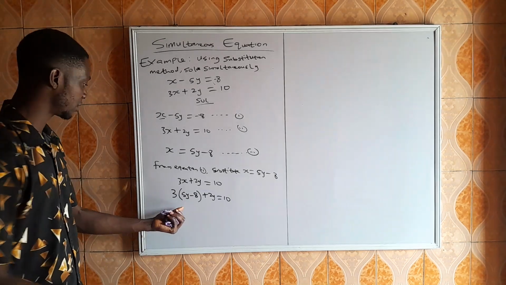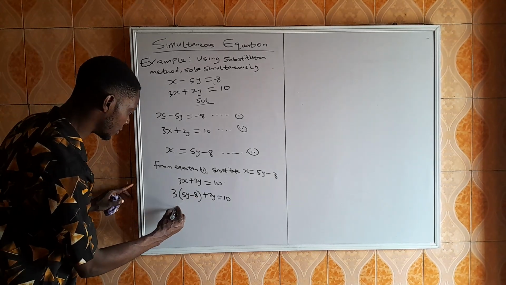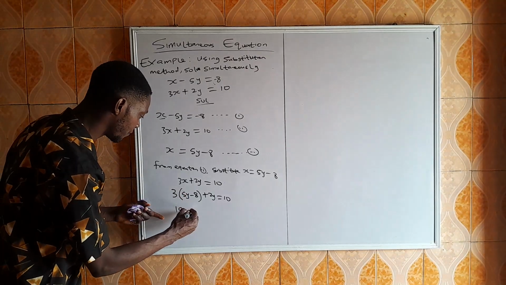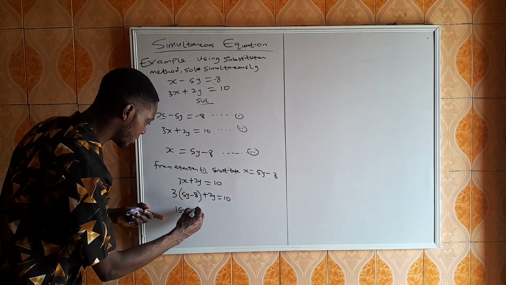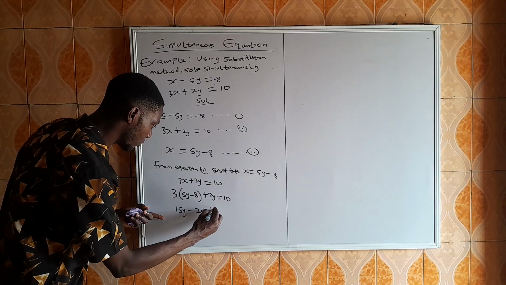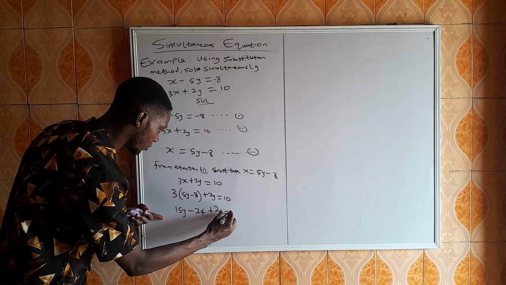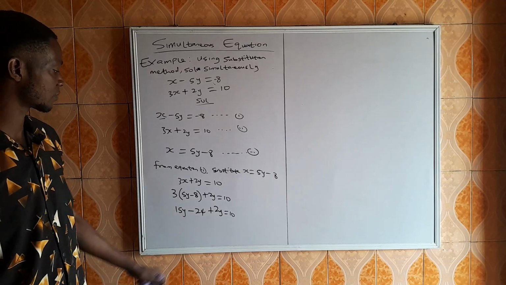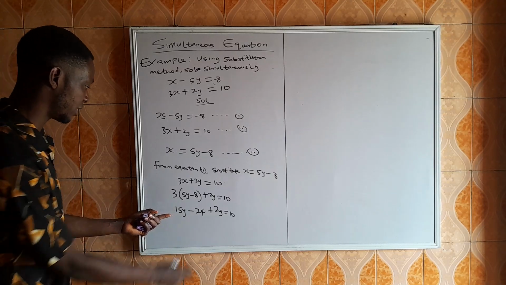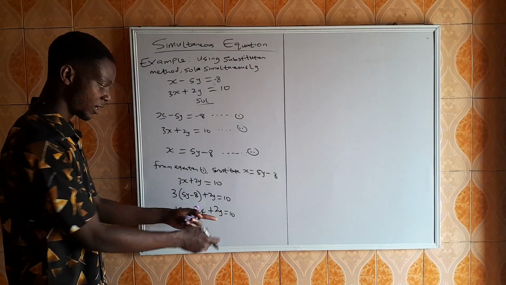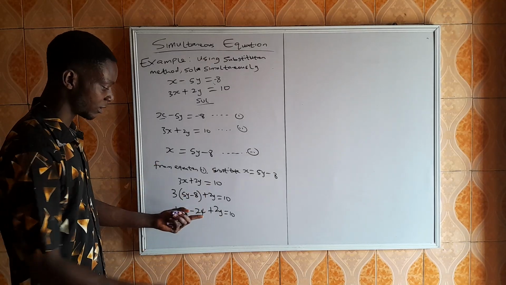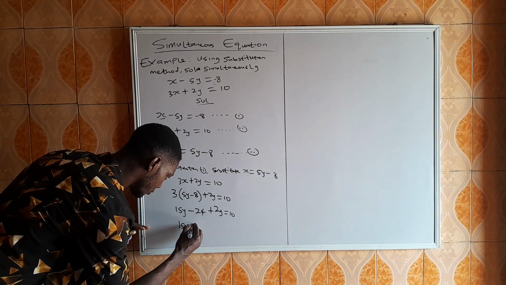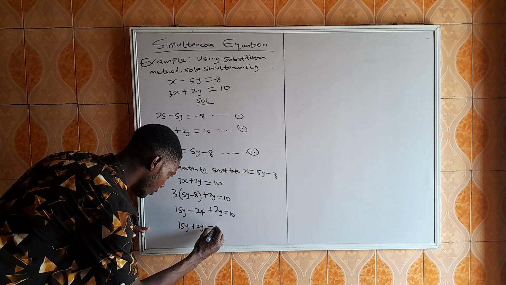When you expand this, when you open the bracket, this becomes 15y, 3 multiplied by 5y, that will be 15y, minus 3 multiplied by 8, that will be 24, then plus 2y equals 10. And we can collect the like terms. Your 15y and 2y come together. We can move the constant value to the other side. So you have 15y plus 2y equals 10.